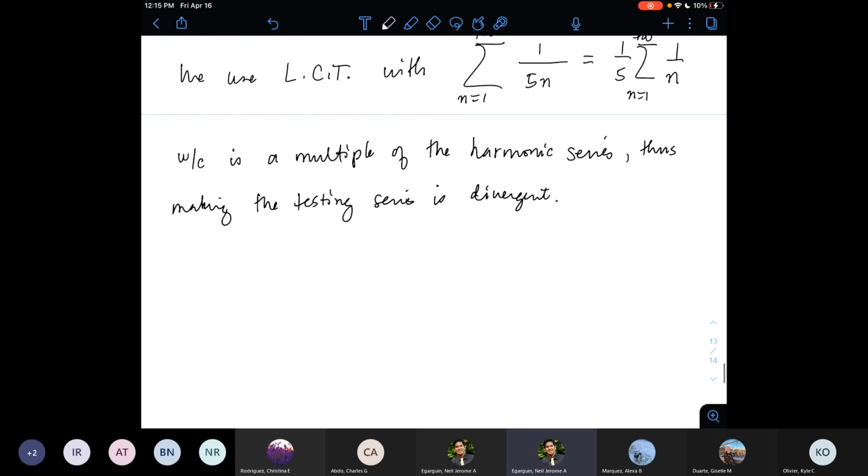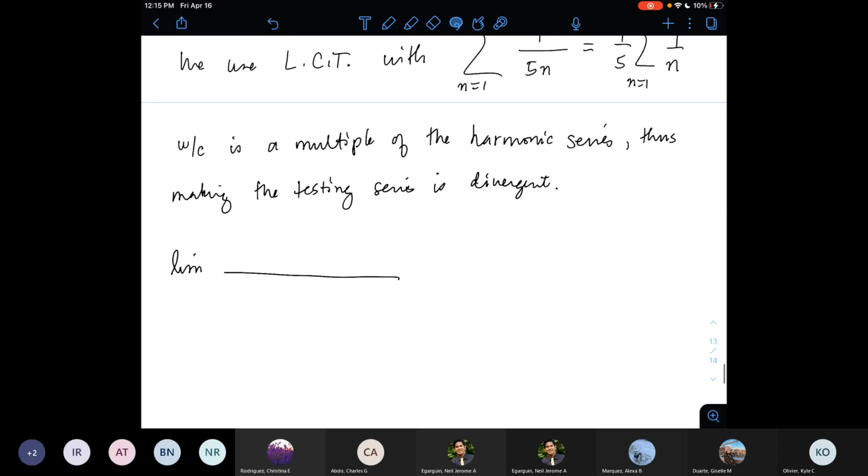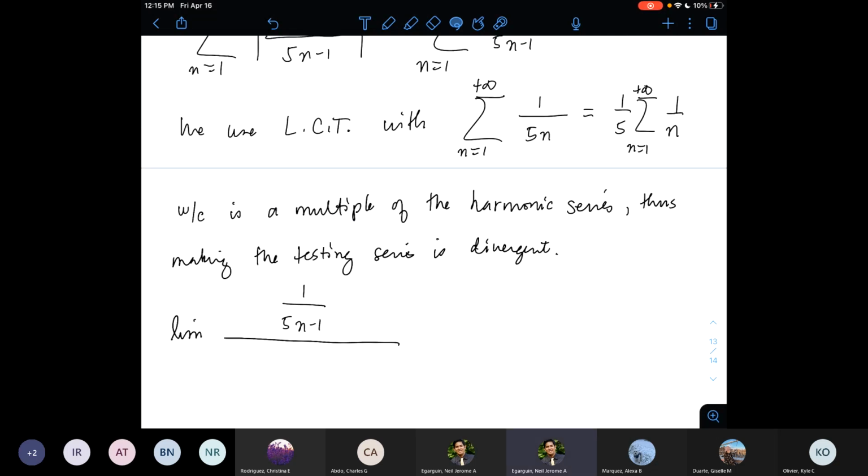Now I'll do the limit comparison test. I'll take the limit of the ratio between the nth term in our given series over my testing series.